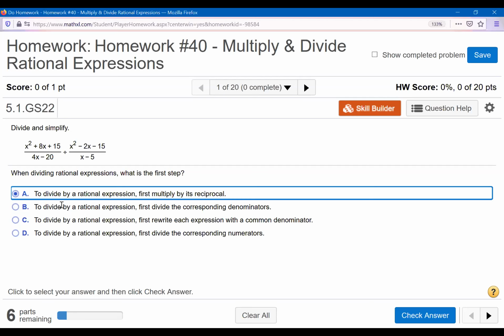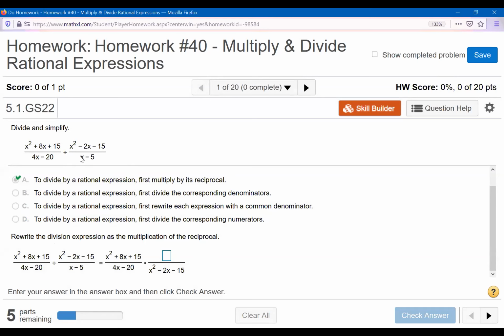All right, so now we're going to rewrite. It says rewrite the division expression as the multiplication of the reciprocal. So it's having us take that second fraction and flip it. It looks like they rewrote the division as multiplication. The x squared minus 2x minus 15 is now in the denominator. So our original denominator, x minus 5, is now in the numerator. And that's what we get to type in, x minus 5.